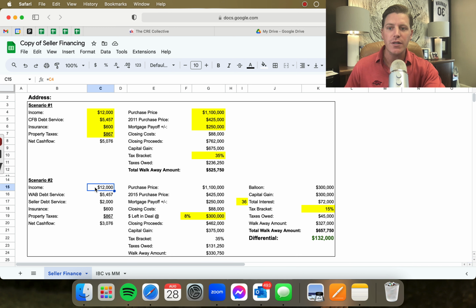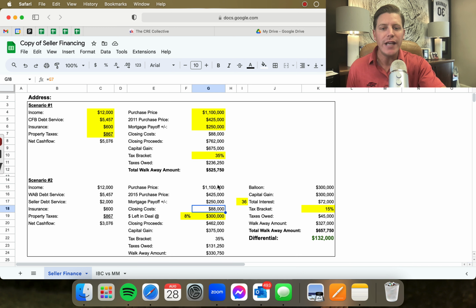But then what I'll do is I'll go down here and say, look, Larry, this is a scenario where I think it's going to be a lot more beneficial to you and your spouse or your business partners if we just tweak one little thing. So if we do the same exact steps here, the purchase price is the same, the mortgage payoff, the closing costs. But what I do is I actually say, instead, Larry, instead of you taking a huge closing proceeds of $762,000, we are going to leave $300,000 of your money in this deal.